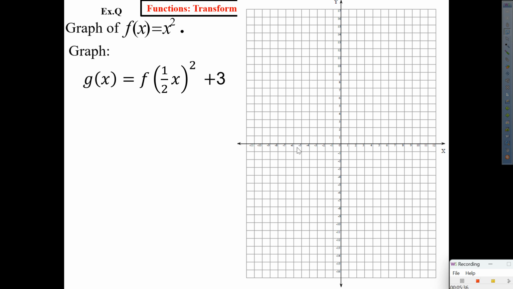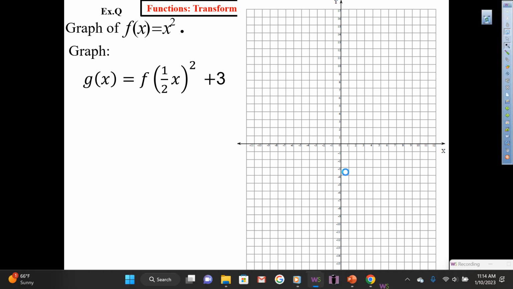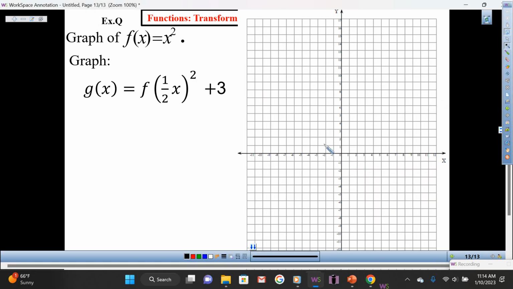Bread and butter. Graph f of x equals x squared. So by now this should be automatic. Here it goes. -2, 4. -1, 1. 0, 0. 1, 1. 2, 4. And by the way, for this session, you're going to need your pencil or a black pen, and then 2 different colors. I'm going to be using blue and red, so if you have blue and red, use those.